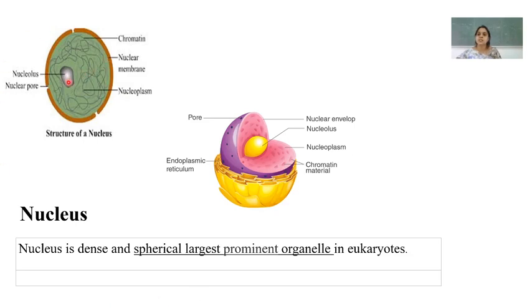So this is the structure. This is a nucleolus, nuclear pore, nucleoplasm. This is a nuclear membrane. This is a two-fold nuclear membrane. They have outer membrane and inner membrane. In between you have a space. And this thread-like structure is chromatin.